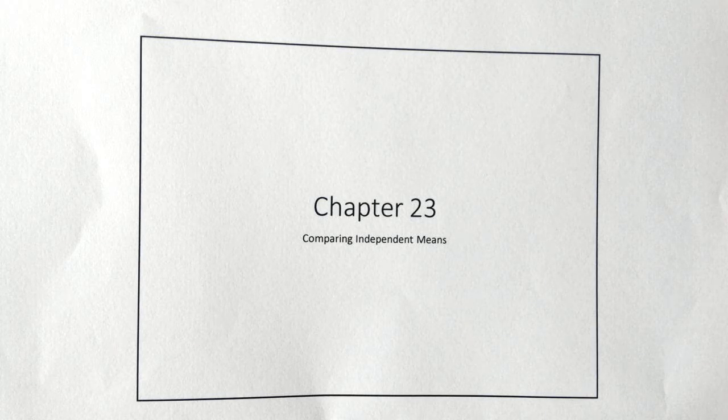22 chapters down, 2 to go. The worst is behind us. We have 2 more pairs of procedures to learn. We've got procedures for 2 groups of means, and they're separated into 2 different chapters.